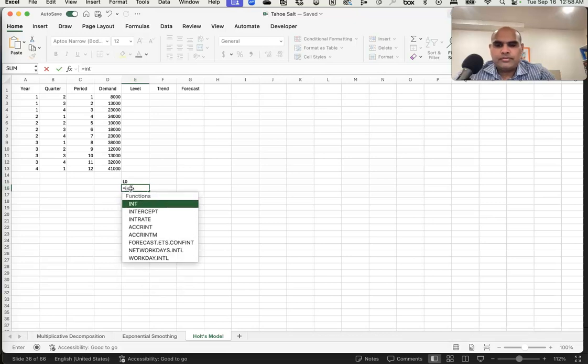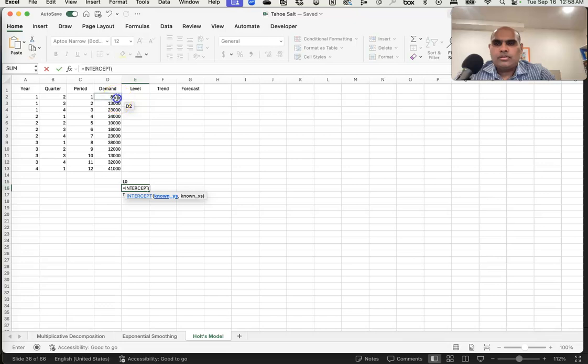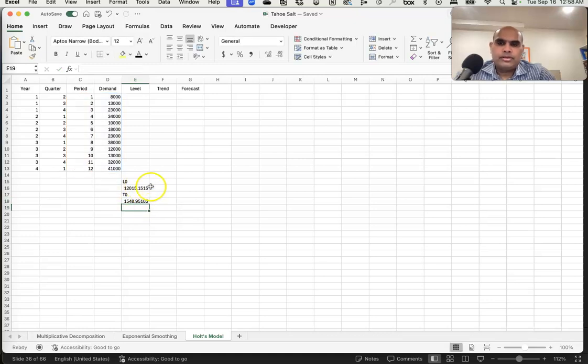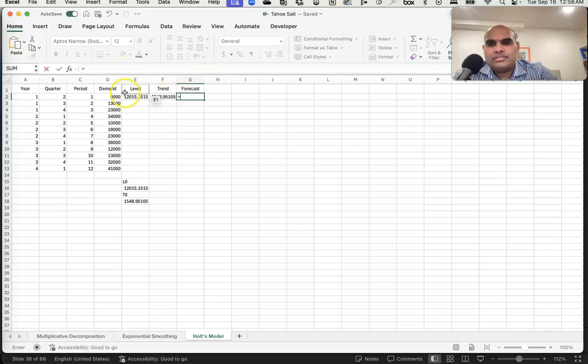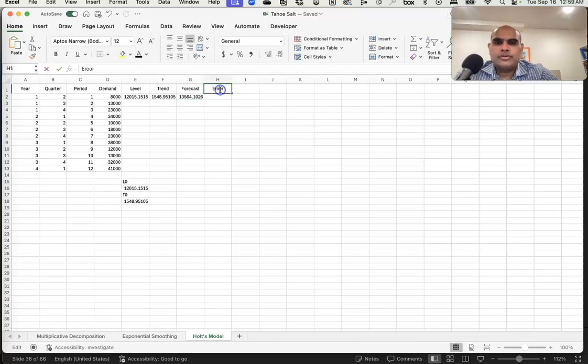So level, remember, level is the y-intercept. So it's going to be the intercept of the demand numbers and the time periods. And T0 is the trend, so that's the slope of all the demand numbers and the time periods, right? So I have my initial level and trend. Once I have that, I calculate my forecast as just the sum of my level and trend, right? That's my forecast. Straightforward. You can calculate error and do some error analysis, but we'll do that later.